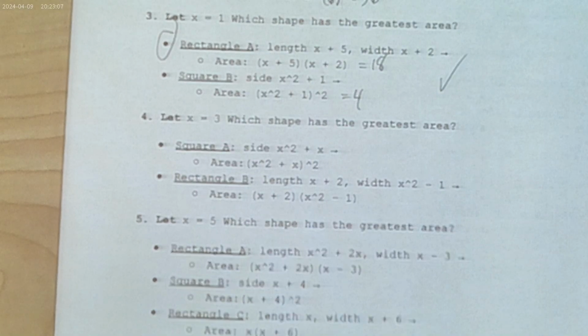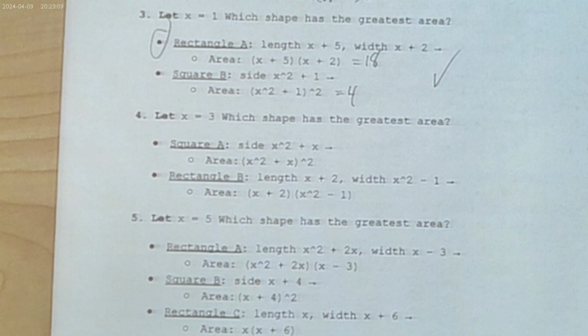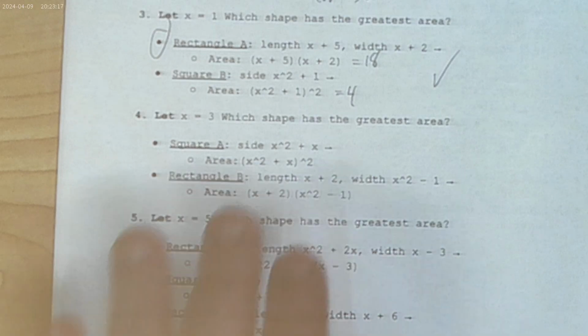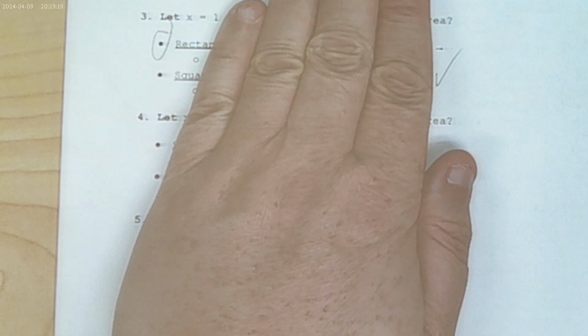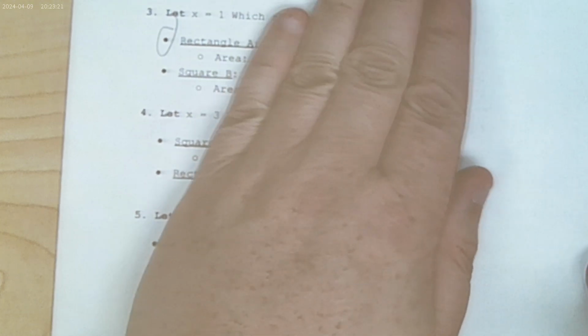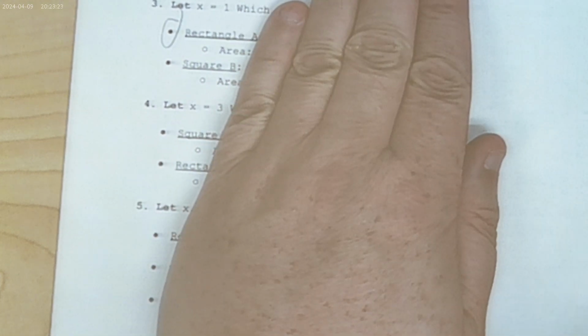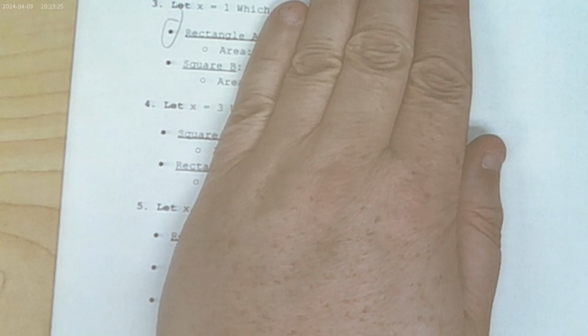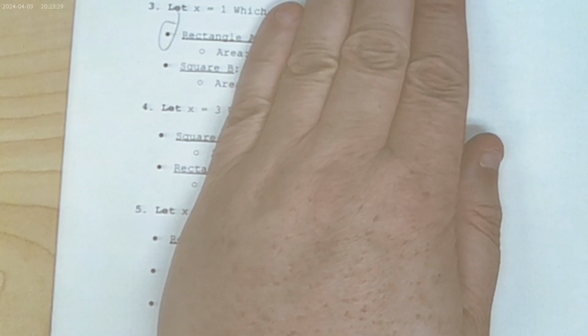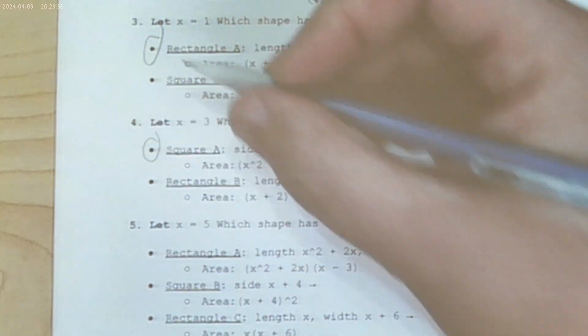I've got to figure out some way to make this into a challenge so that just looking at it, you can't figure it out really quickly. So all right, x equals 3. I can do it this way. If x equals 3, which one looks better? I think I'm going to go with the square.